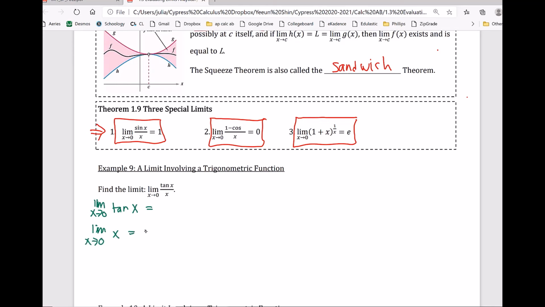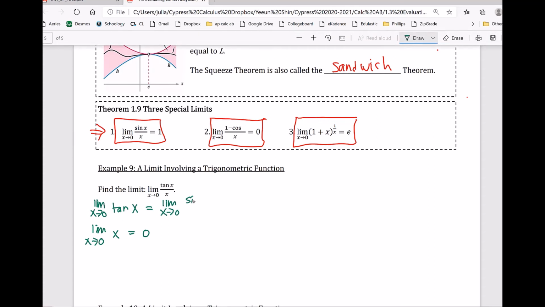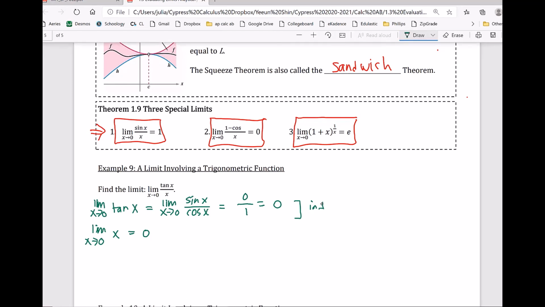Let's do the easy one first. So that's already a no-no, right? We can't have a 0 in the denominator. Now, what about tangent x? Maybe it'll be more helpful if we rewrote it as sine x over cosine x. So what is sine of 0? It is 0. Cosine of 0 is 1. So it's 0 over 1. So once again, we have an indeterminate form.